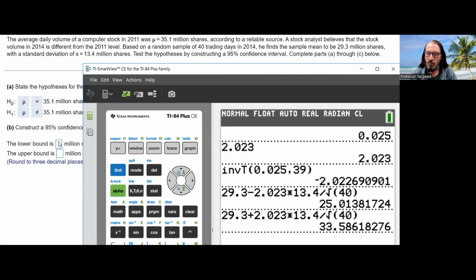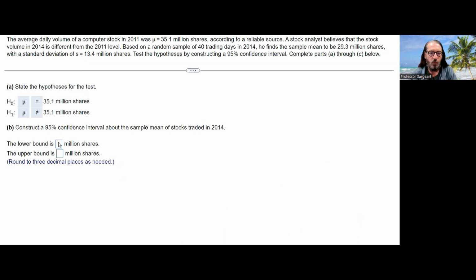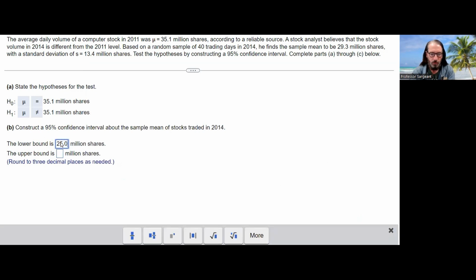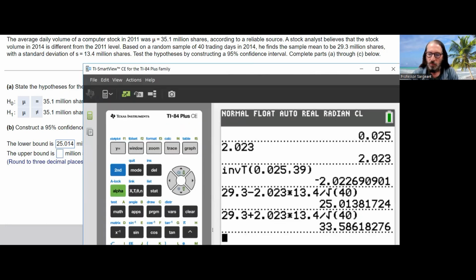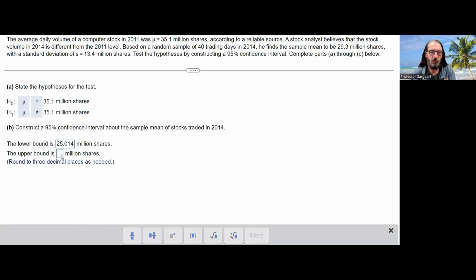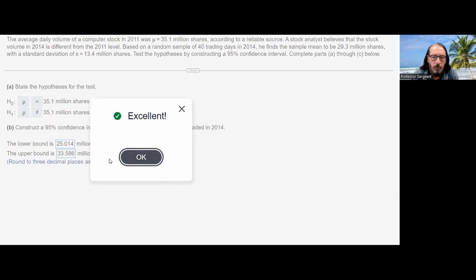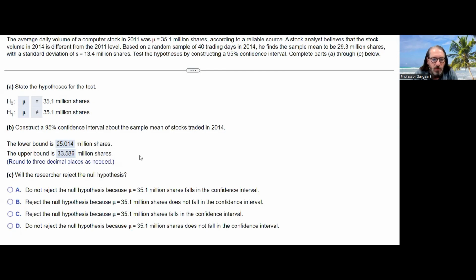And we are supposed to round to 3 places. So the first one rounds up to 25.014. And the second one rounds down to 33.586. So apparently it didn't matter which one I would use.